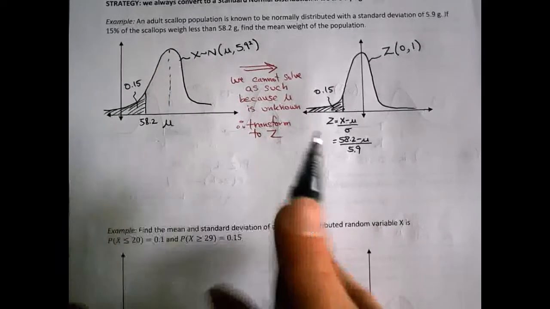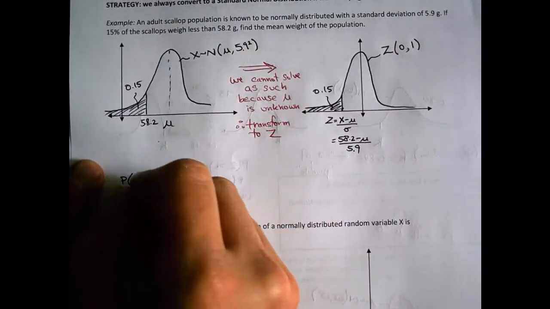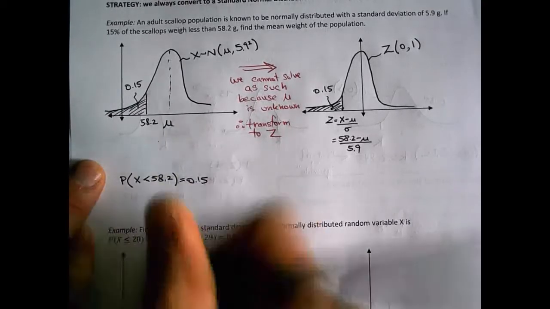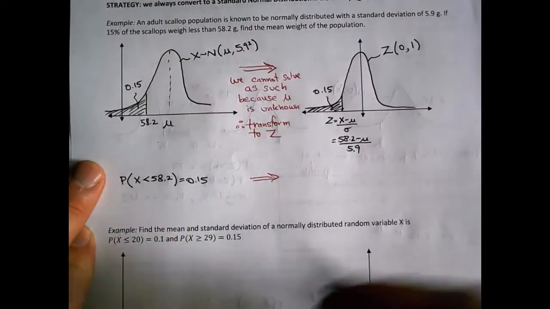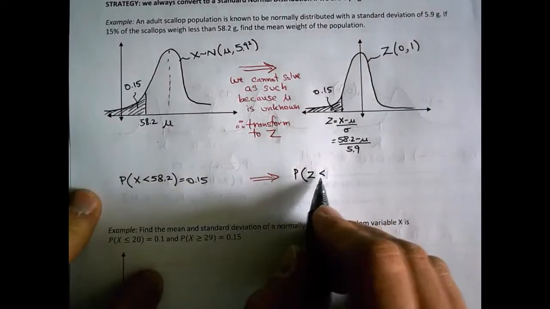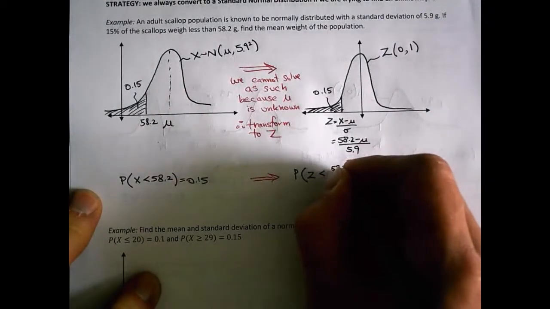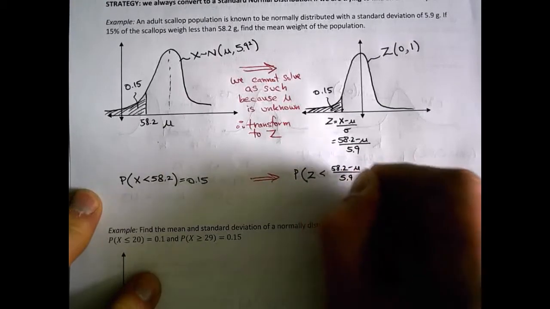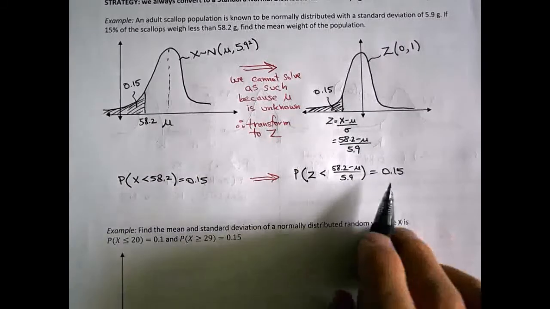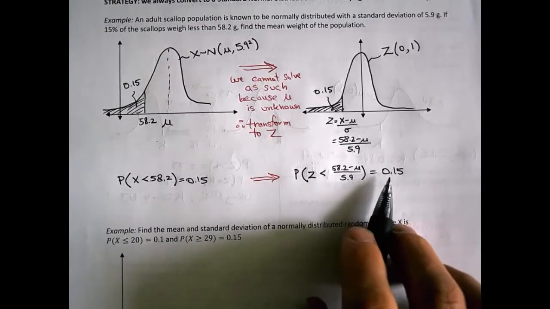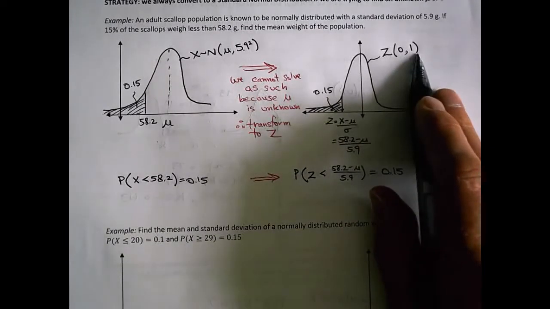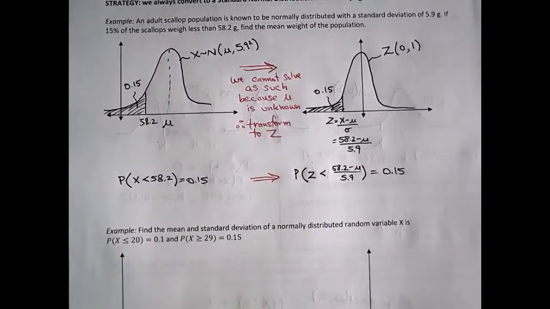However, look how the questions changed now. Before, we knew the probability that x was less than 58.2. We knew that was equal to 15%. Now, once I've done the transformation, we know the probability that z is less than this awkward number, 58.2 minus mu over 5.9. And that's equal to 15%. Well, now we're talking, because now I can use the inverse normal function on my calculator. I know the area, I know the mean, I know sigma. So I'm going to type all these into my calculator.